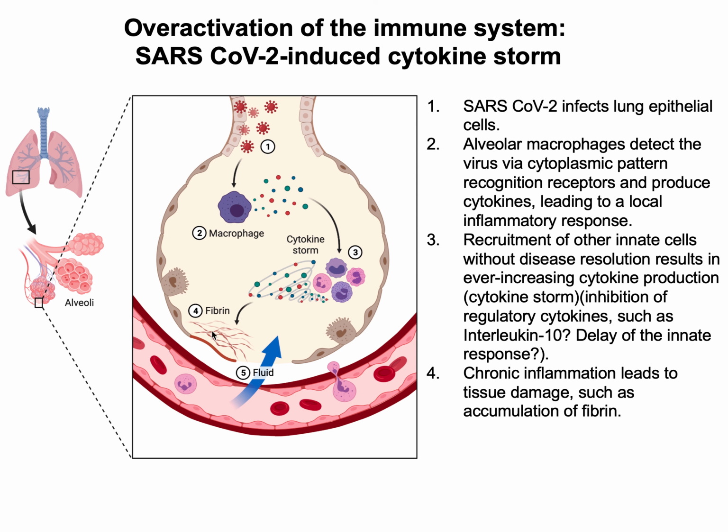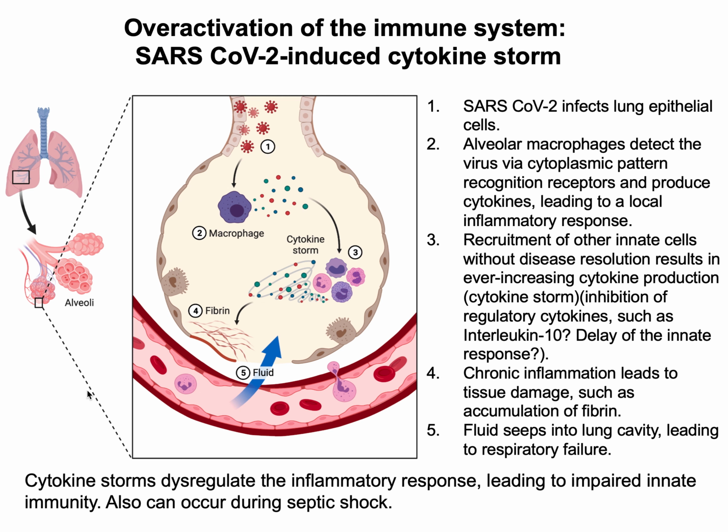One of the things that this results in is damage to surrounding tissue, including the accumulation of fibrin, weakening these blood vessel walls and allowing for fluid to seep into the lung cavity and leading to respiratory failure. Cytokine storms dysregulate the inflammatory response. So even though you have all these cytokines around, you're not able to make a normal innate immune response because these cytokines are unregulated or dysregulated. Cytokine storms can also occur during septic shock, for example.